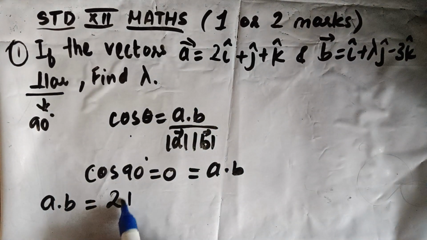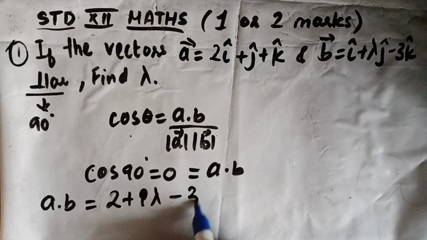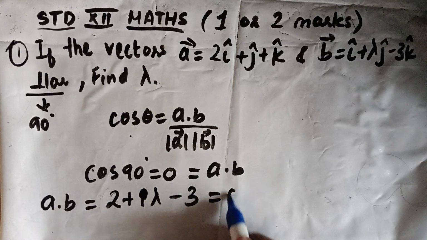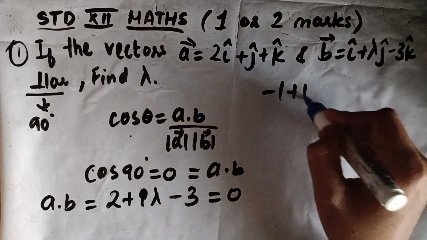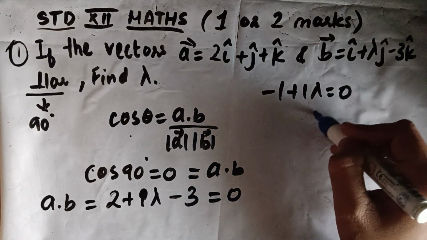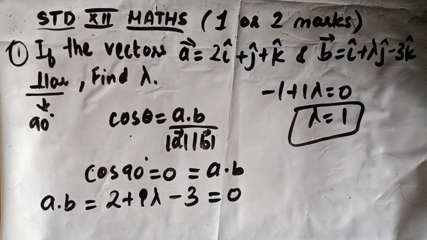So 2 plus 1 lambda minus 3 equal to 0. So this is 2 minus 3. Lambda is equal to 1. Okay.